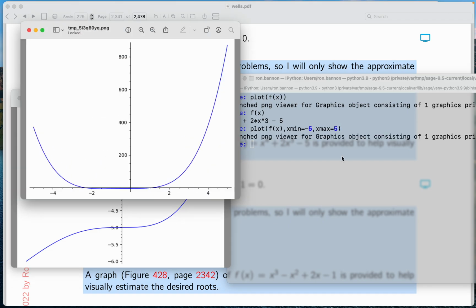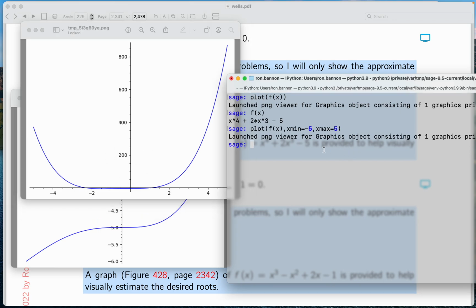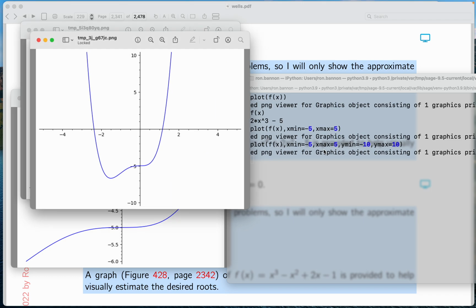Well, I'm getting a better picture. But you know what I noticed about this? I want to trim down the y. So I'm going to trim the y down now. I'm going to type in y min. I don't know, let's make it minus 10. And let's set the y max. And they're easy to change. It isn't like I'm doing this by hand.